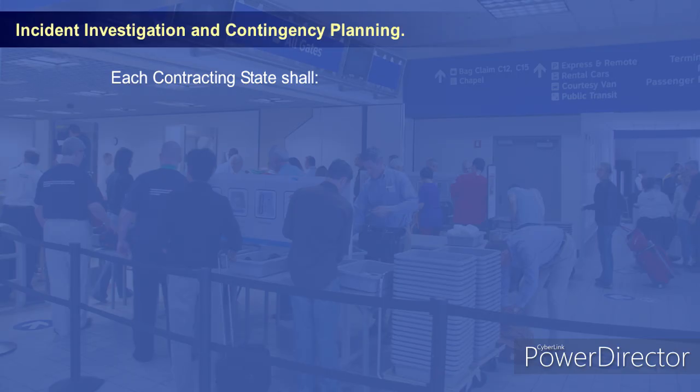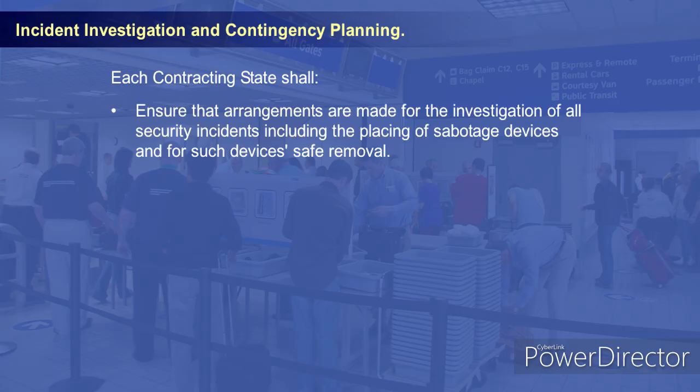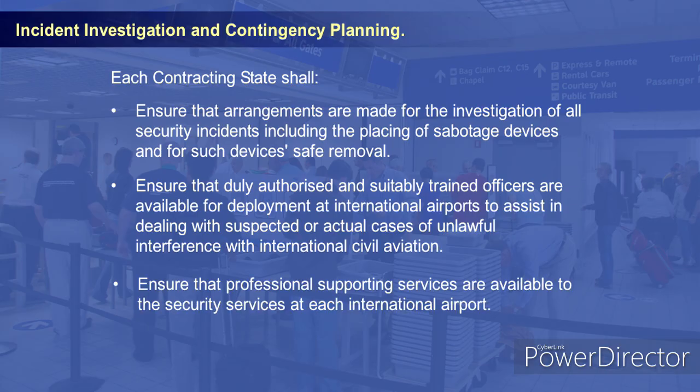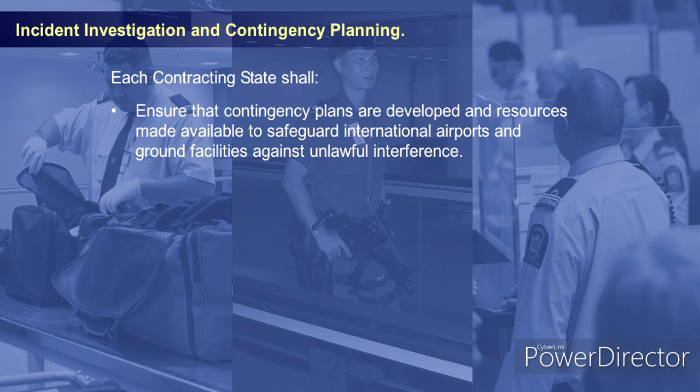With regard to incident investigation and contingency planning, contracting states should ensure that arrangements are made for the investigation of suspected sabotage devices or other potential hazards at international airports and for their disposal, ensure that duly authorised and suitably trained officers are available for deployment at international airports to assist in dealing with suspected or actual cases of unlawful interference with international civil aviation, ensure that professional supporting services are available to the security services at each international airport, ensure that contingency plans are developed and resources made available to safeguard international airports and ground facilities against unlawful interference.